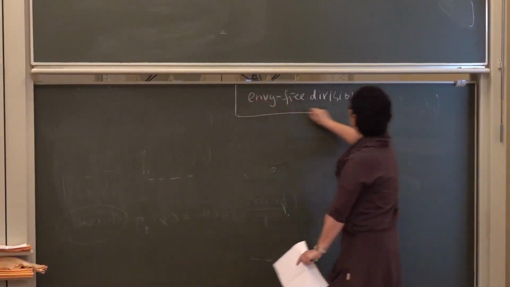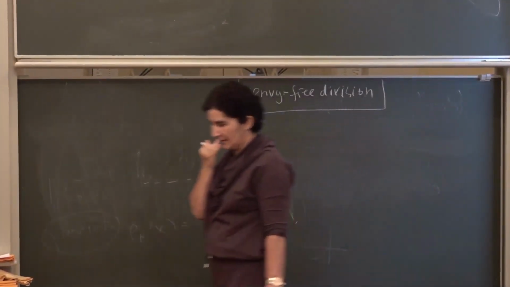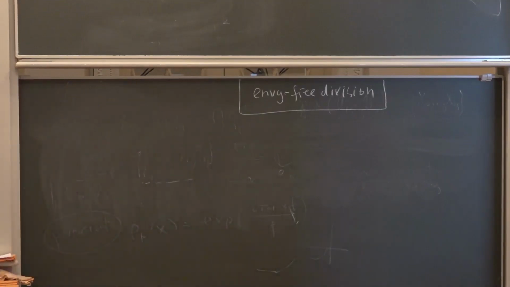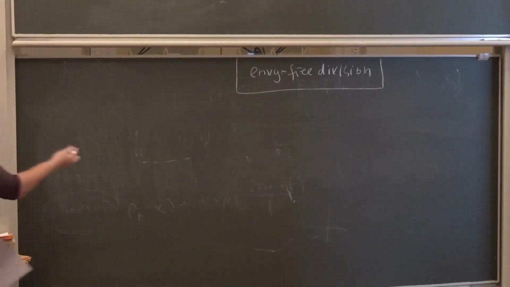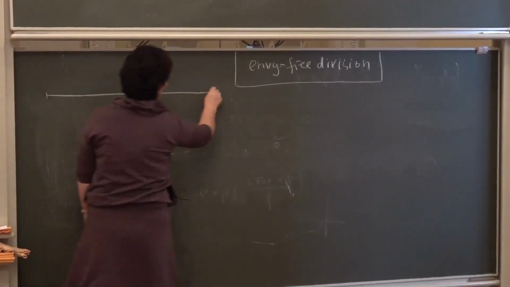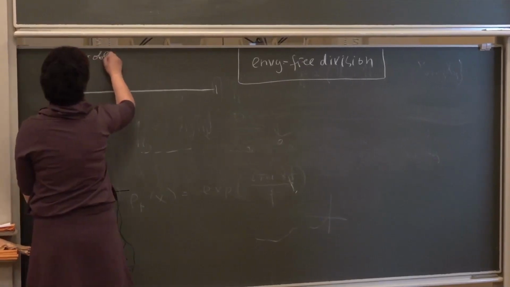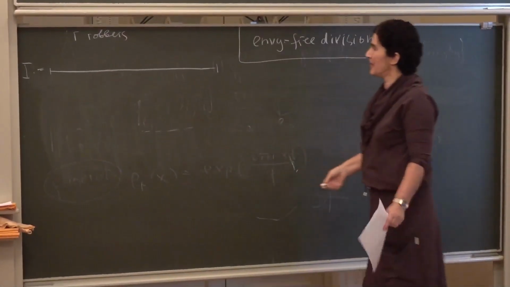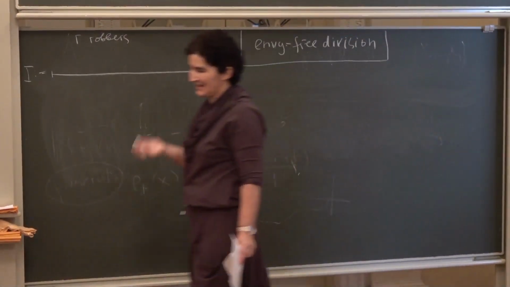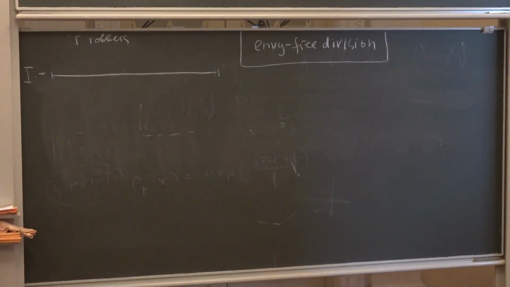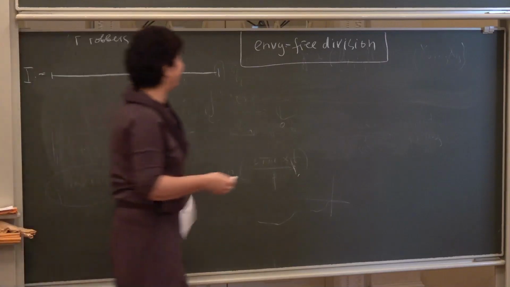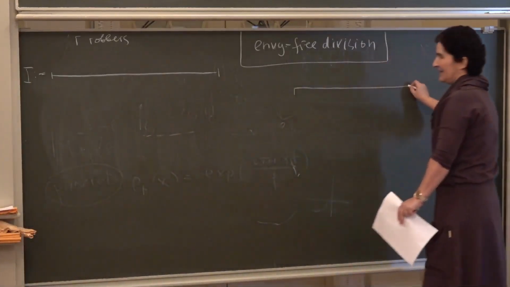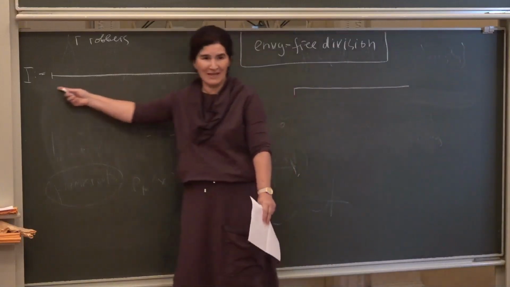This is also an old story which has deep applications to economics. The story starts the same way. So there are R robbers who stole a necklace. Well, in reality, if you read papers about envy-free division, the narration is different. They are not robbers. They are friends who gather to celebrate someone's birthday. And there is no necklace, but there is a birthday cake, which is surprisingly one-dimensional.